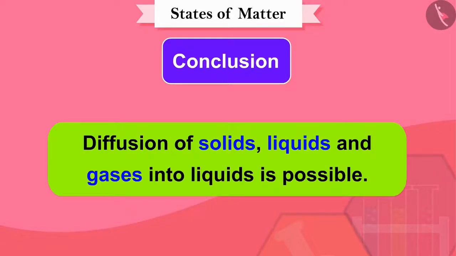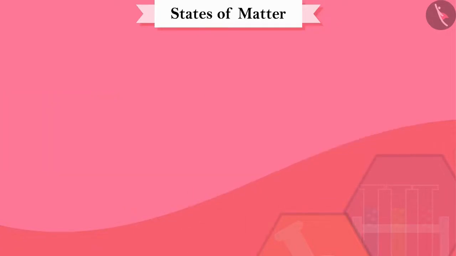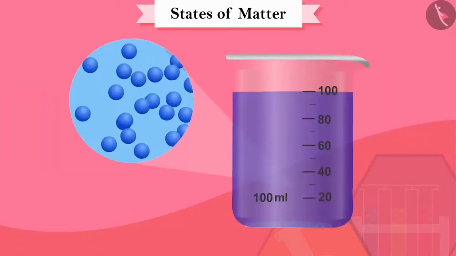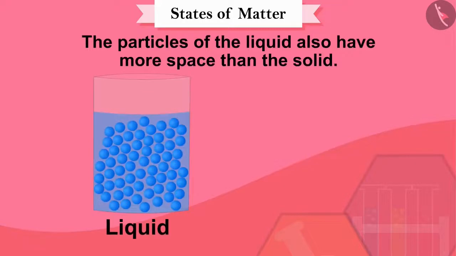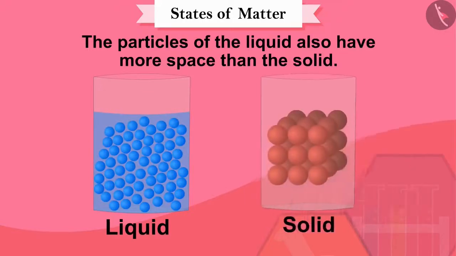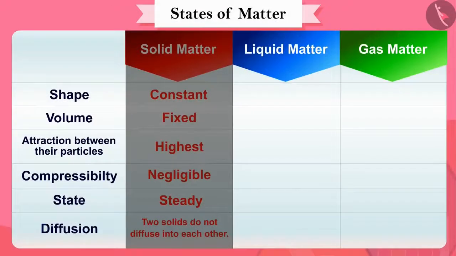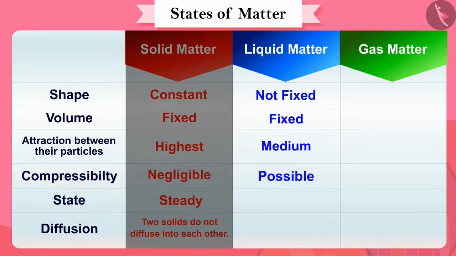You may be thinking, but why? This is possible because the particles of matter move freely in the liquid state, and the particles of the liquid also have more space than the solid. We have seen that the shape of liquids is not fixed, but their volumes are fixed. The attraction between the particles of liquid is less than that of solid because the particles of liquid have more space. That is why compressibility of liquid is possible.